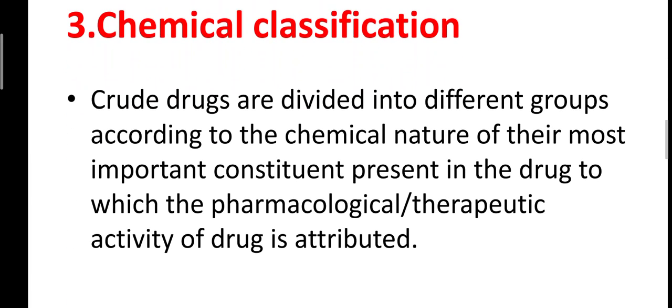Second, chemical classification. Crude drugs are divided into different groups according to the chemical nature of their most important constituent present in the drug, to which the pharmacological or therapeutic activity of the drug is attributed. According to the chemical nature of the drug, they are classified. Let's see.